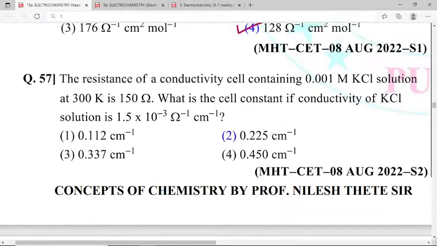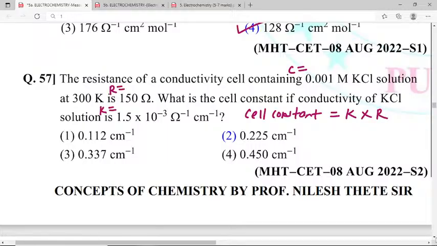The resistance of a conductivity cell containing the given concentration. The resistance is also given, 150 ohm. What is the cell constant? If conductivity is also given, we have to calculate the cell constant here. So cell constant is equal to K into R, conductivity multiplied by resistance. Substitute the values, we will get the answer.